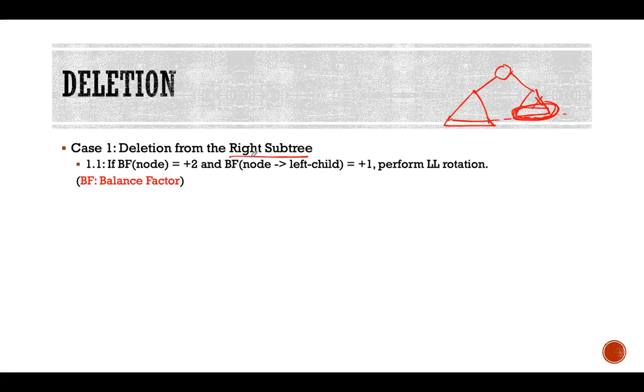After we delete from the right subtree, starting from the node that we deleted, we are going to calculate again whether the tree gets unbalanced. For each node we calculate the balance factor, and we find the node that gets unbalanced first. So let's see one example for case 1, where we delete from the right subtree.